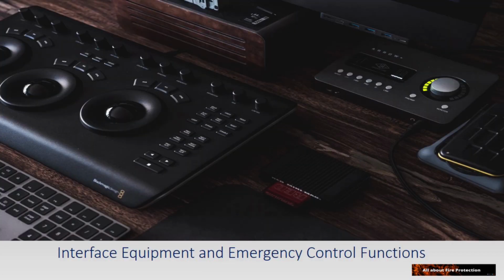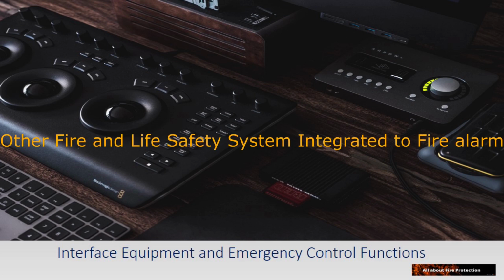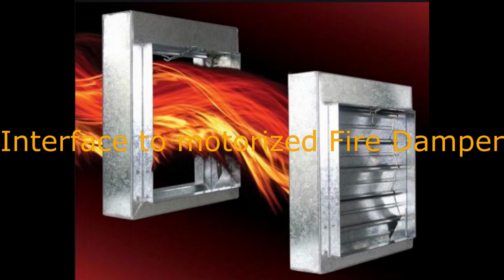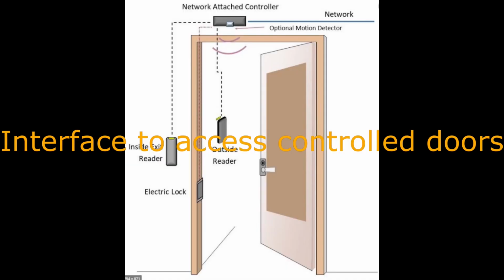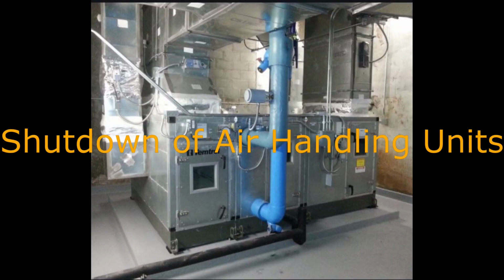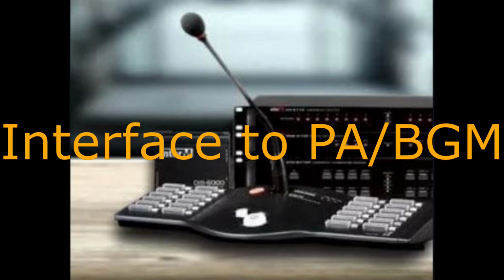Now our next topic is interface equipment and emergency control function. These are other fire and life safety systems integrated to the fire alarm, which must be carefully interfaced to ensure level of protection and performance. Examples are: 1. Interface to motorized fire damper. 2nd, interface to access control doors. 3rd, shutdown of air handling units. 4th, interface to public address or background music.